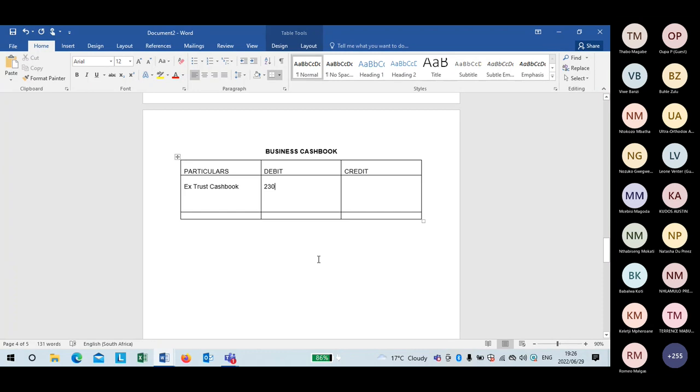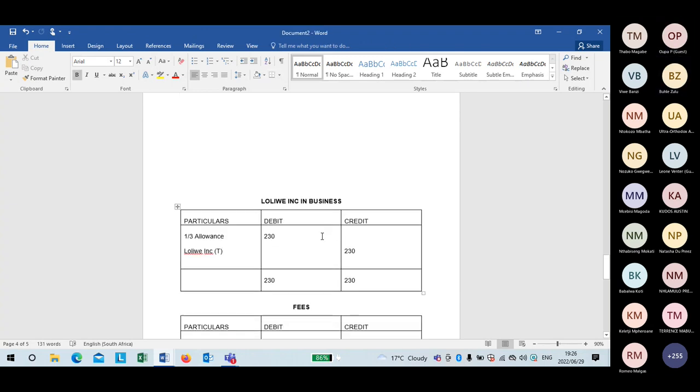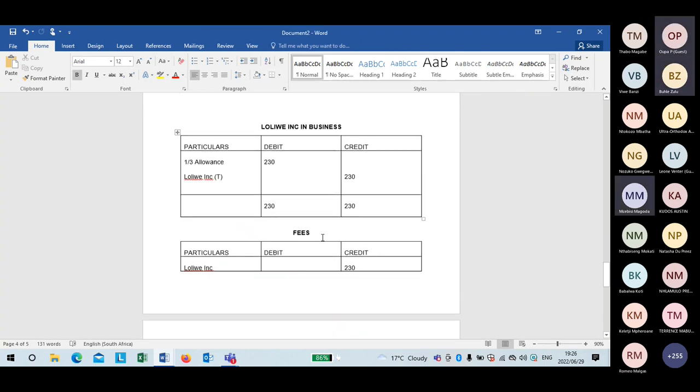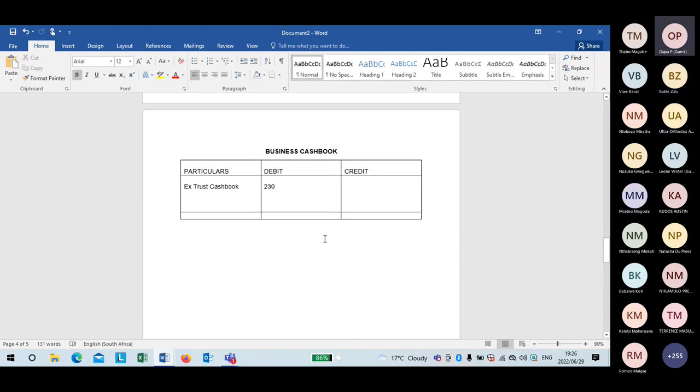So this way, we have transferred funds from the trust account to the business account, and we have accordingly concluded step number 5. What is left now? Step 6. What do we do in step number 6? Draw statement of account.